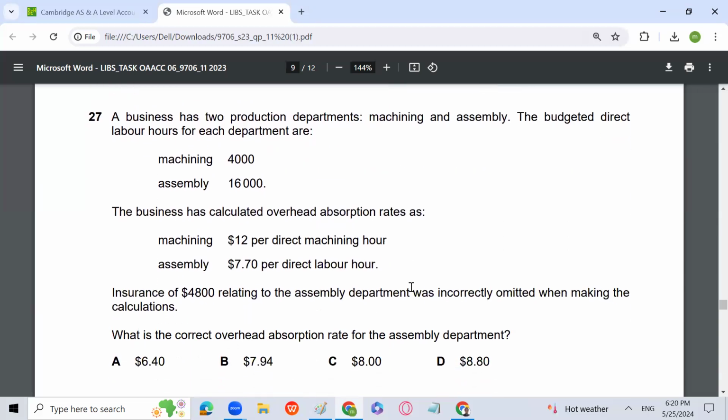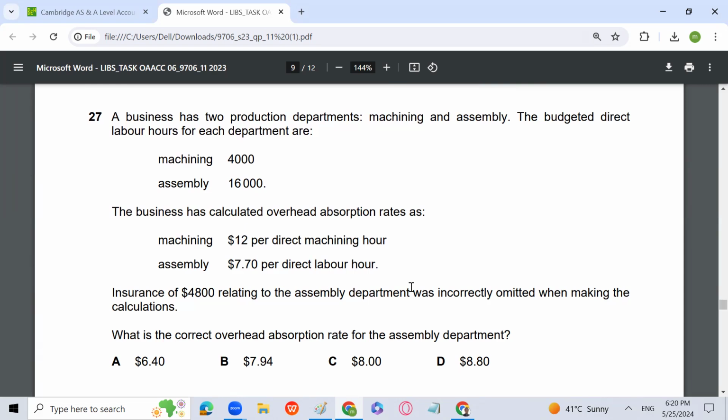A business has two production departments, machining and assembly. The budgeted direct labor hours for each department are machining 4,000, assembly 16,000. The business has calculated overhead absorption rates: machining $12 per direct machine hour, or 7.7 per direct labor hour. Insurance of 4,800 relating to the assembly department was incorrectly omitted when making the calculation. So insurance is basically an overhead expenditure, which is not yet added in the calculation of overheads in the assembly department. What is the correct overhead absorption rate for the assembly department?